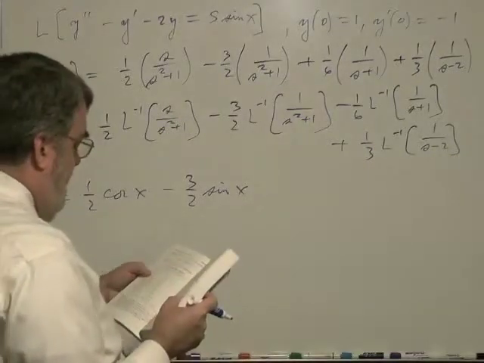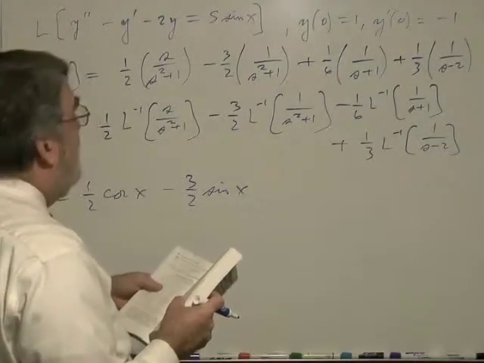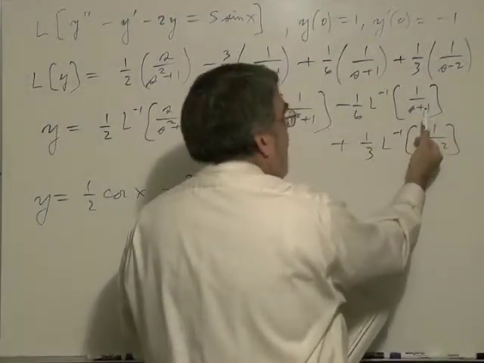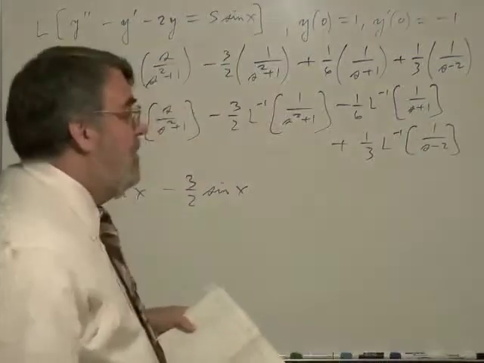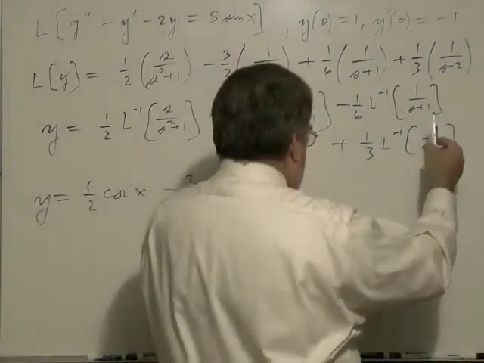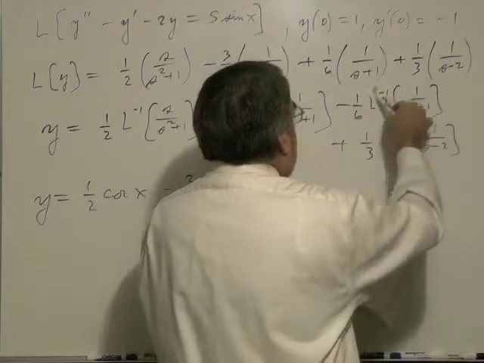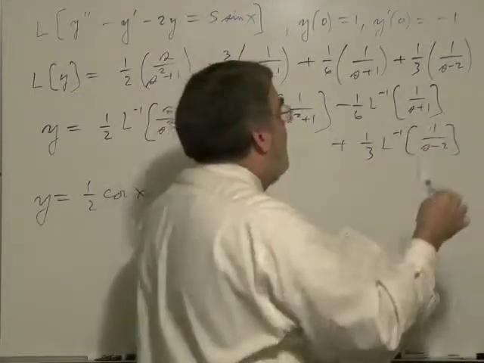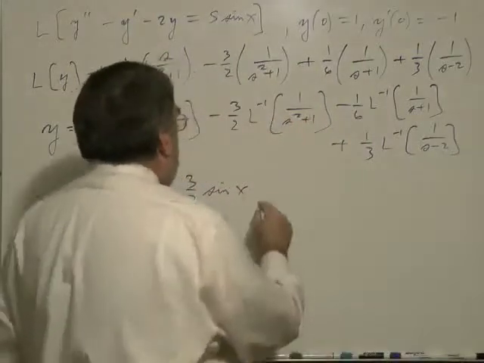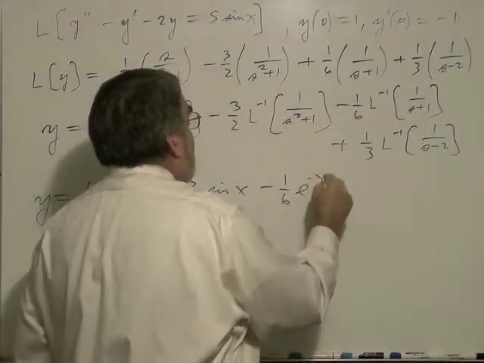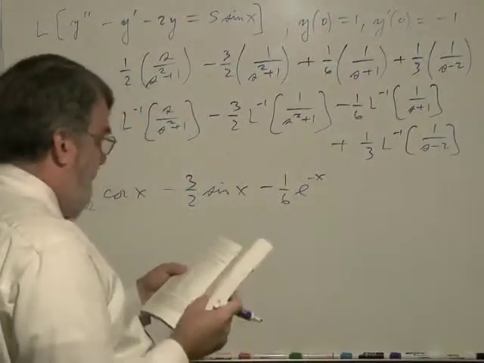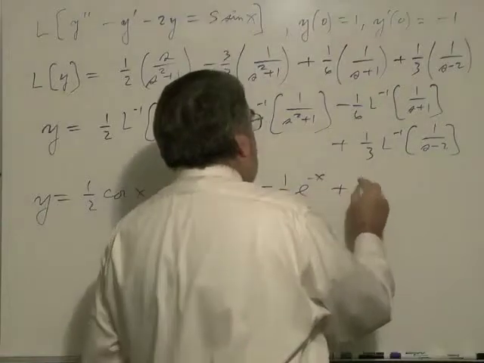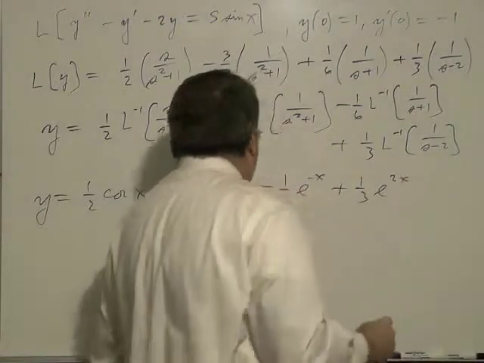And then, go 2 lines above that, the 1 over s minus a form. Well, a would be -1 here. S minus -1, of course, would be s plus 1. So when a is -1, then this inverse transform becomes e to the minus ax, or e to the negative x. So I have plus 1/6 e to the negative x. And then finally, here a equals 2. This is going to be 1/3 e to the 2x.